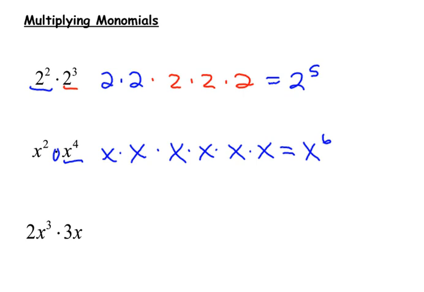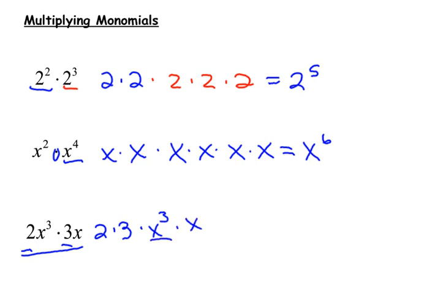On this last example here on this page, you notice that we have coefficients for both of our variables. Since this problem is all multiplication, we know it doesn't matter what order we multiply in. And so when I see problems like this, I like to reorder. I like to put the coefficients multiplied times each other and the variables times each other. So I would say 2 times 3 times x cubed times x.